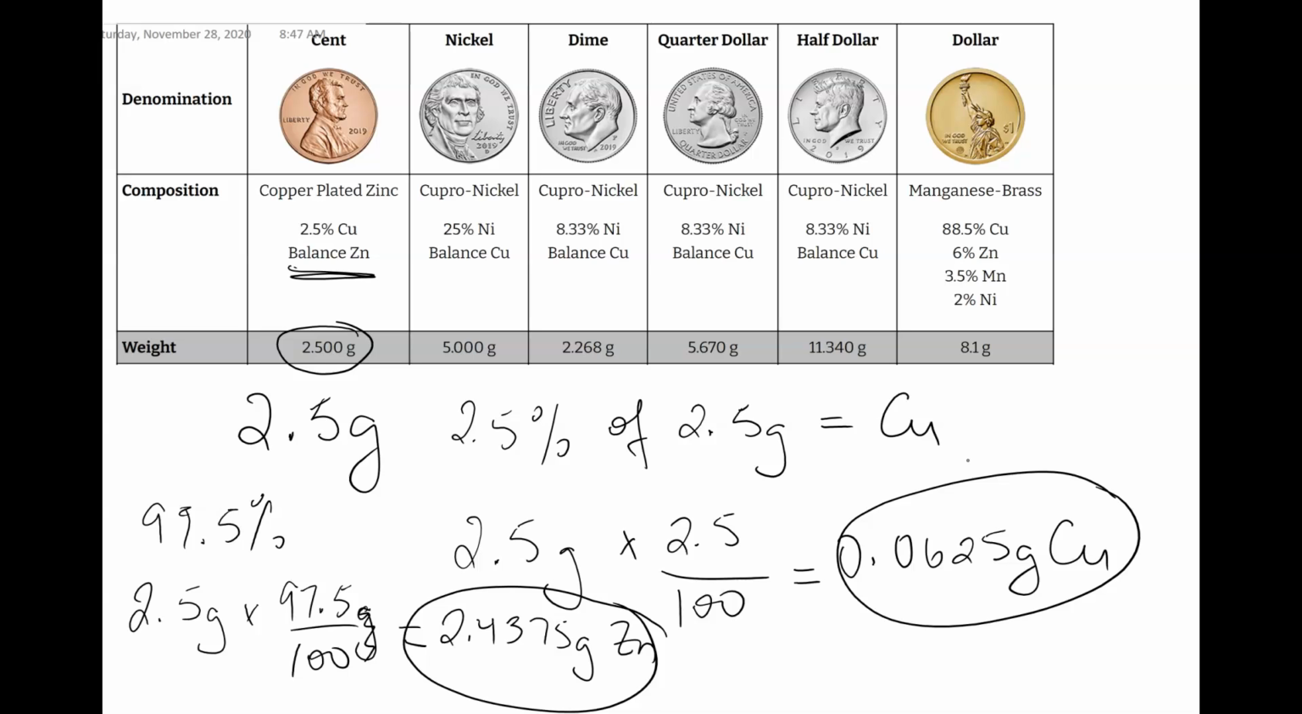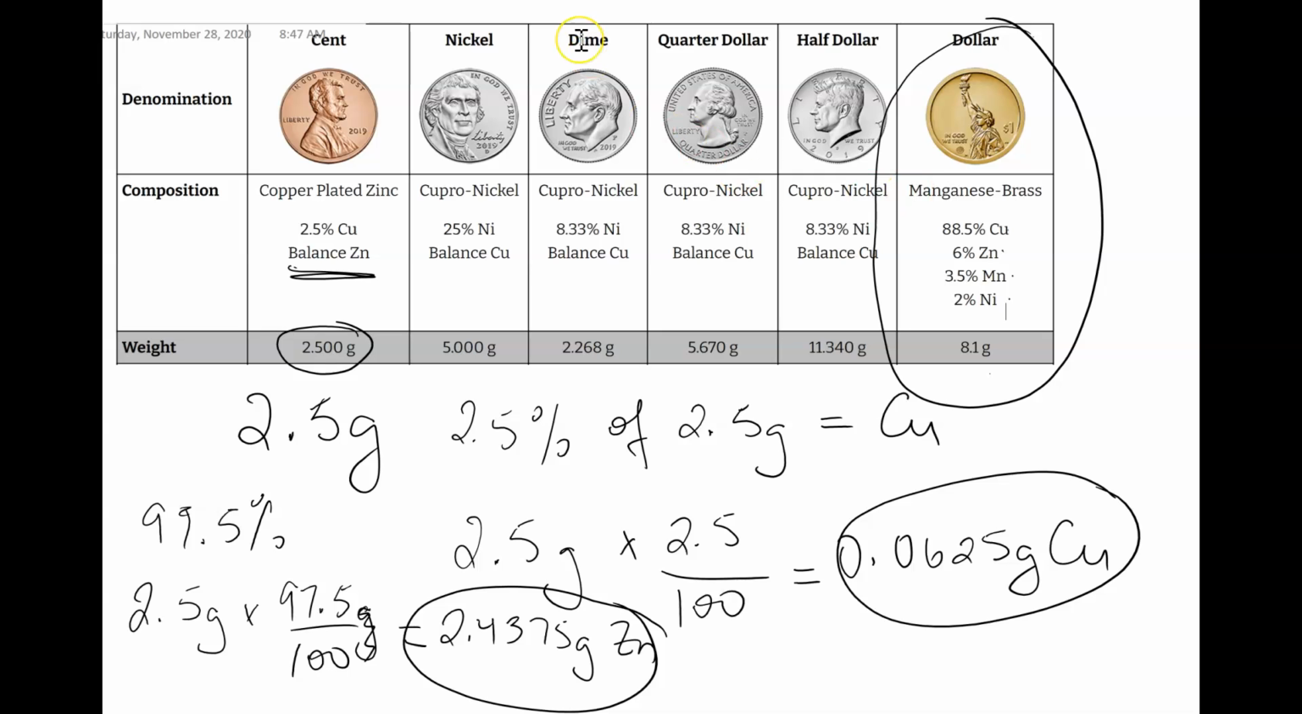Okay, so if we try to do that with any of the other ones, let's say the dollar coin, which is right here. The total mass is 8.1 grams. So you're going to take 88.5% of that. How many grams is copper? How many grams is zinc? How many grams is manganese? And then how many grams is nickel? You're going to solve that problem on your own, on your own time, and once you solve that, then we'll talk about the other thing.